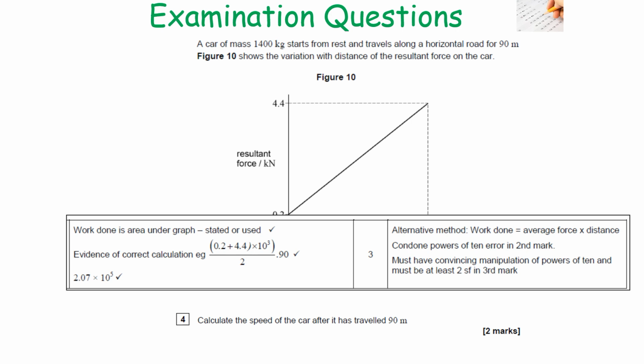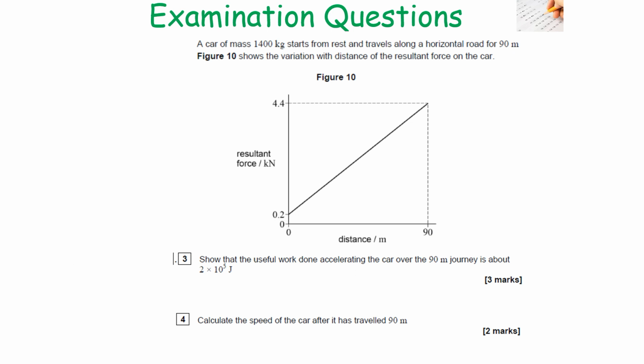Now please remember from the question, it doesn't start at 0, it starts at 0.2. So in working out your y value, you're going to do 4.4 minus 0.2, then times by 10 to the 3 because it's in kilonewtons.